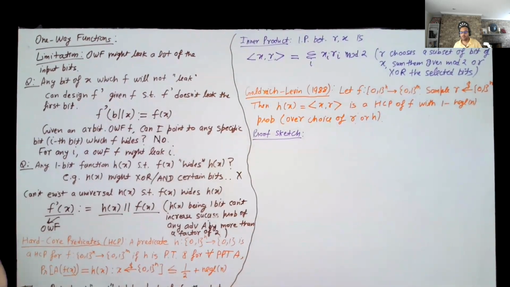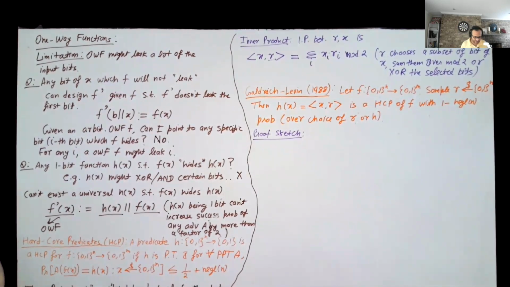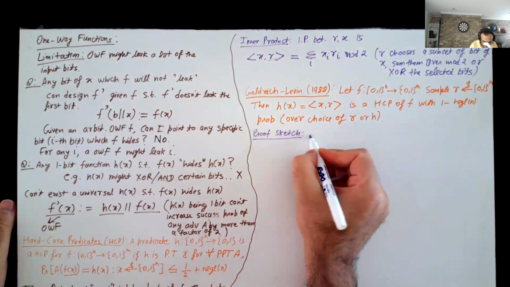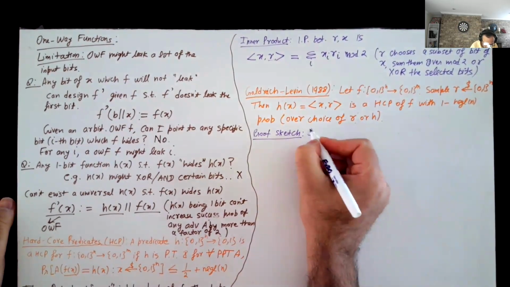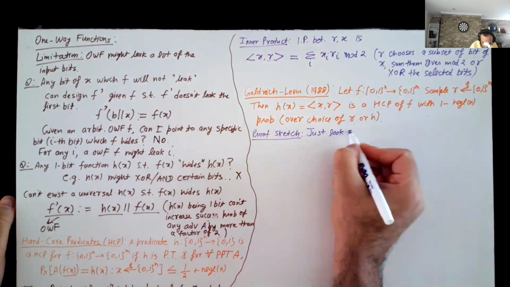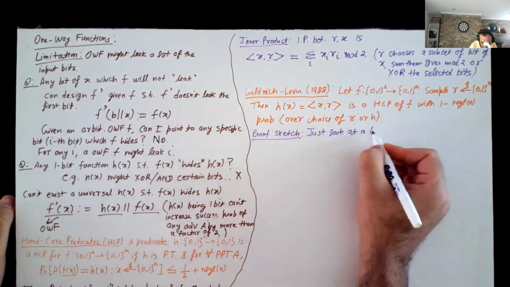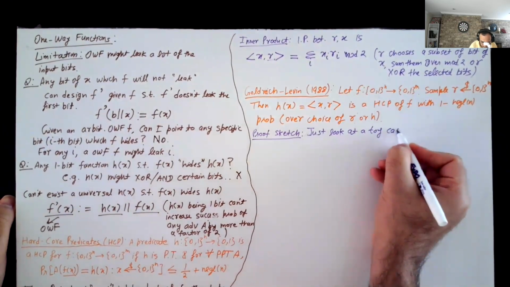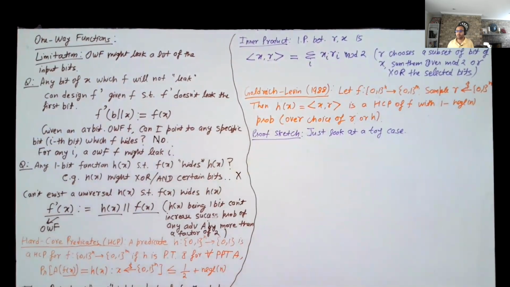So the full proof of this theorem is not something that we will be able to cover. I will just give you a basic intuition. The full proof is pretty long and complex, so we will just look at a toy case just to build our intuition. And what is the intuition here?